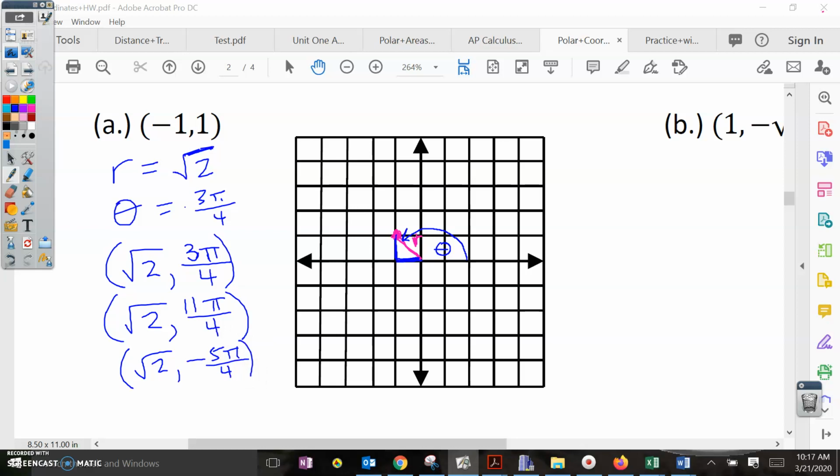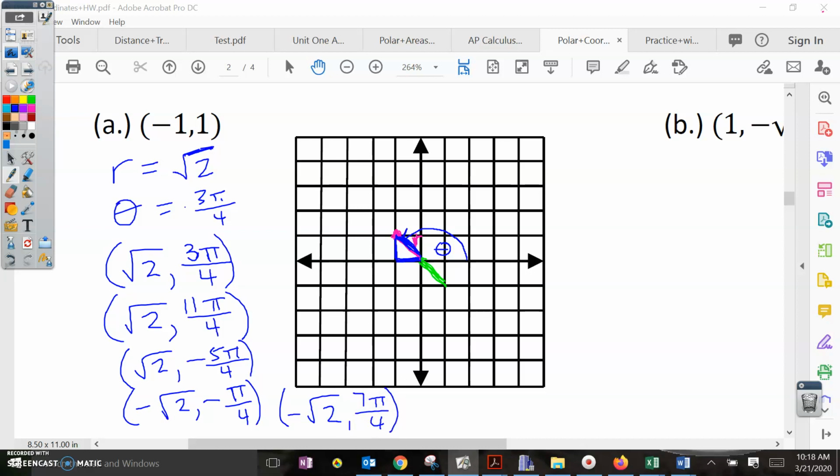One other thing that I could do is consider this radius here to be negative, in which case the angle is heading off in the opposite direction. So for instance, I could write this point as negative square root of 2, comma, negative pi over 4, or negative square root of 2, 7 pi over 4.